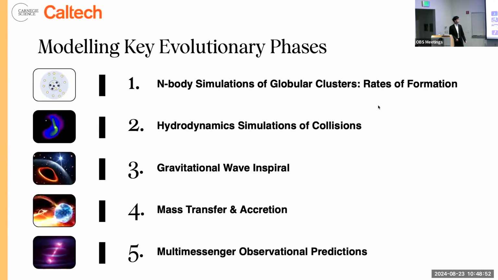In this project, we modeled all of the key evolutionary phases of the formation of such a system. We first used n-body simulations of globular clusters to identify the rates of these collisions. Then we looked at hydrodynamic simulations of the actual collisions themselves so that we can get an idea of the immediate post-collision properties of these binary systems. Then we modeled the binary evolution itself, so the gravitational wave inspiral stages and also the mass transfer and accretion stage, to produce predictions for both the electromagnetic luminosity of these X-ray binaries and also their gravitational wave signal.